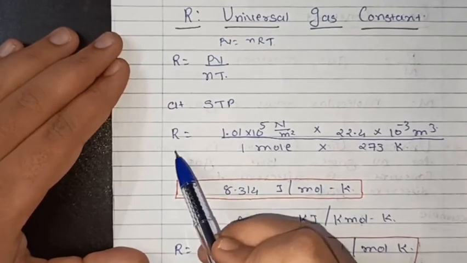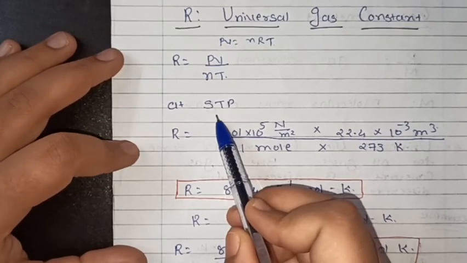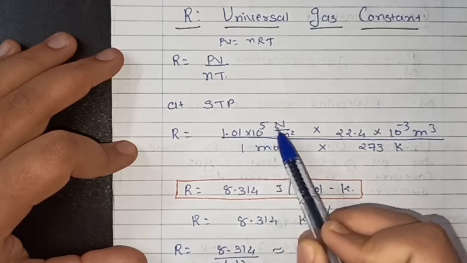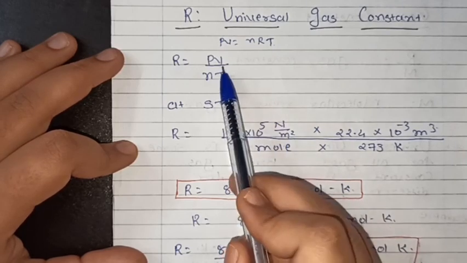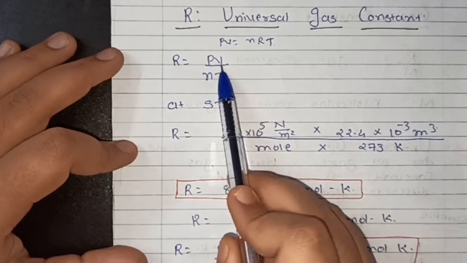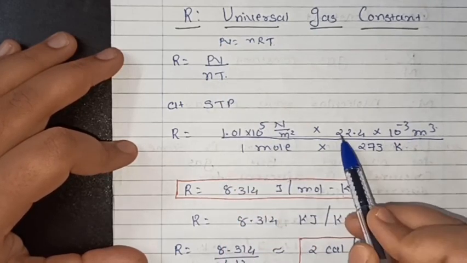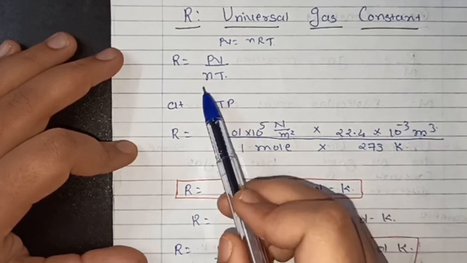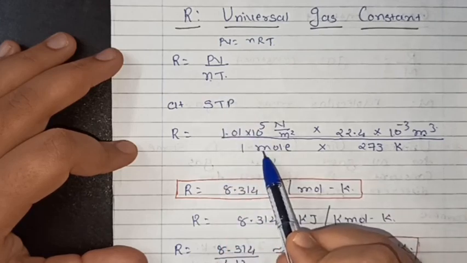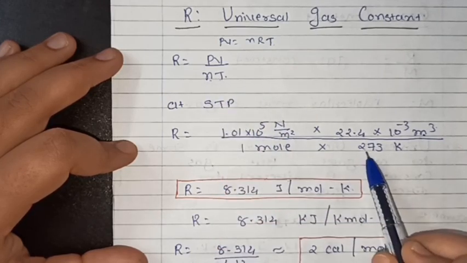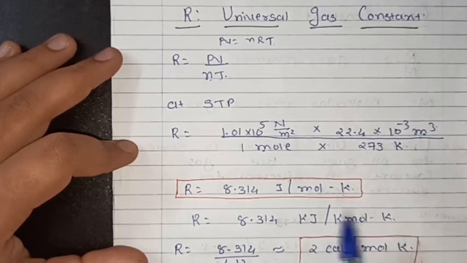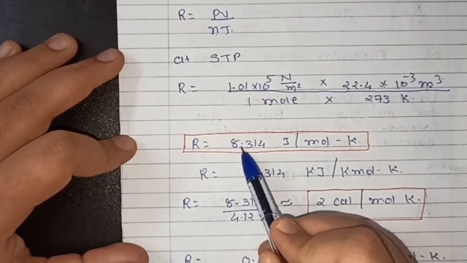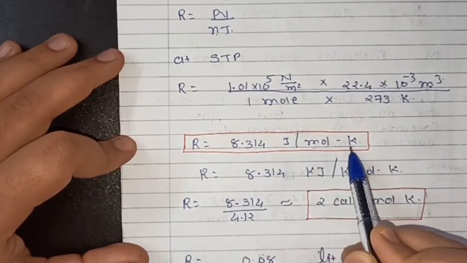Now we want to find the value of R at STP. At STP, pressure is 1.01 into 10 power 5 Newton per meter square. The volume is 22.4 liter, but converting it into meter cube, we will write 22.4 into 10 power minus 3 meter cube. We are finding it for 1 mole, so n equals 1 mole, and at STP temperature is 273 Kelvin. Simplifying this, we will get the value of R as 8.314 Joule per mole Kelvin.